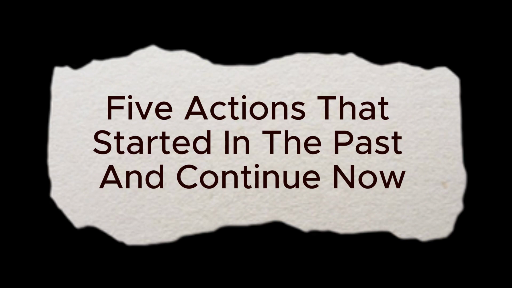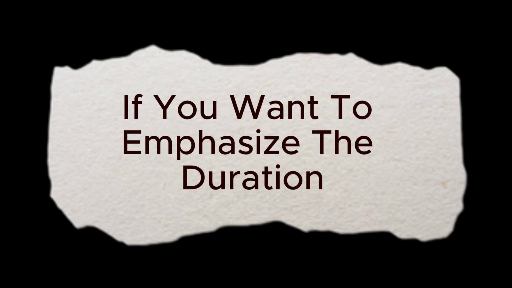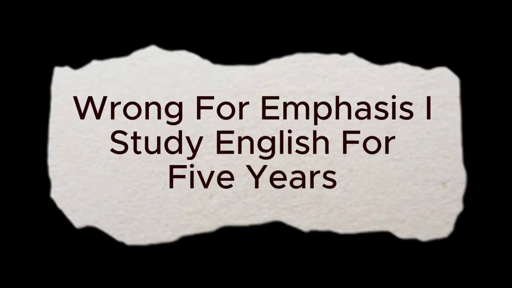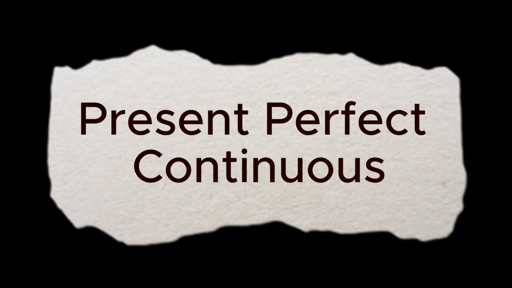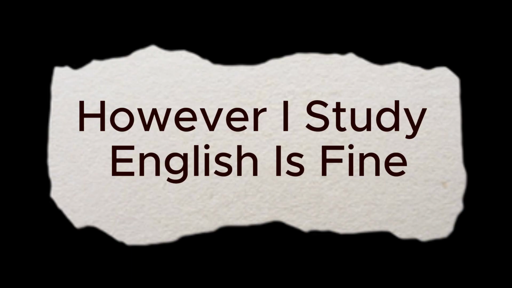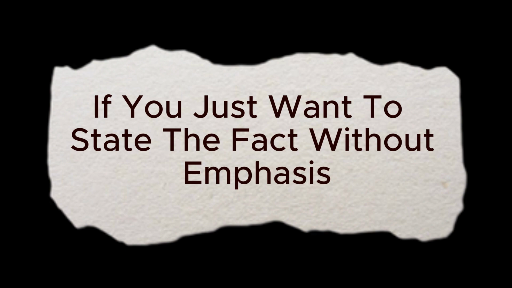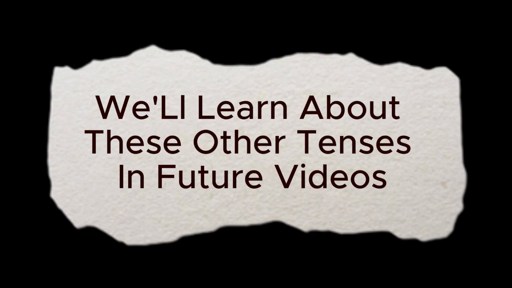5. Actions that started in the past and continue now, if you want to emphasize the duration. Wrong for emphasis: I study English for 5 years. Better: I've been studying English for 5 years. Present perfect continuous. However, I study English is fine if you just want to state the fact without emphasis. We'll learn about these other tenses in future videos.